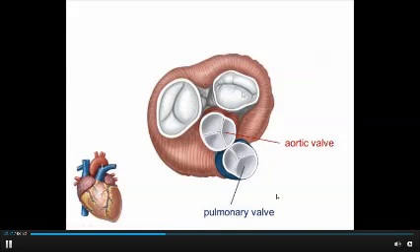And these two are the atrioventricular valves. One is tricuspid and one is bicuspid. See if you could guess. Tricuspid is called so because it has three cusps. So this is the tricuspid valve. And this is bicuspid because it only has two.